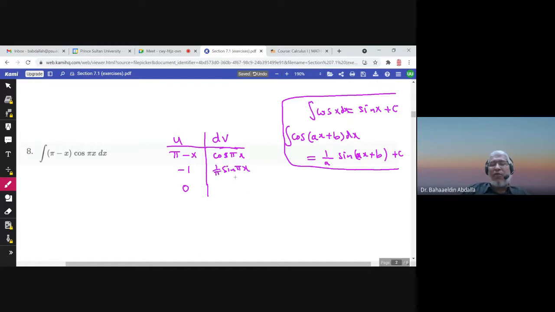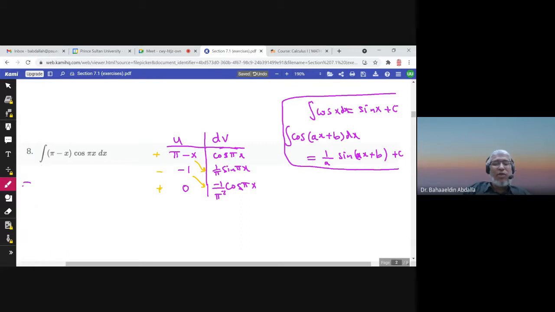And the integral of sine pi x is negative cosine pi x over pi, and there is already pi here, so pi squared. So that's the integral of sine pi x. It's negative cosine pi x over pi. Now you write plus, minus, plus, and you multiply this times this and this times this.